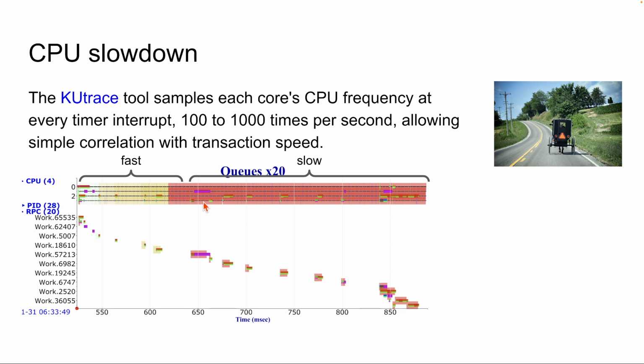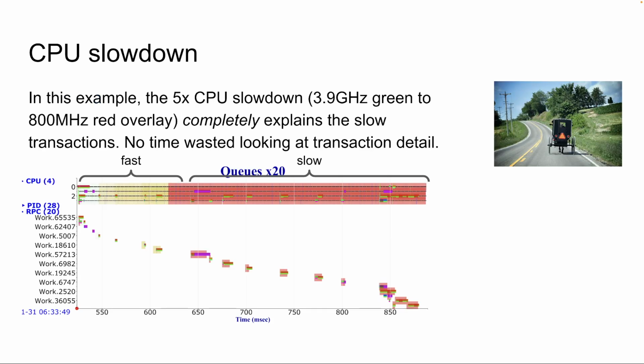What you get to see then is these remote procedure call transactions. The long ones, the slow ones, all correlate with the CPU speed being slow. So there's nothing fancy going on. They're just 5 times slower because the CPU is running 5 times slower.